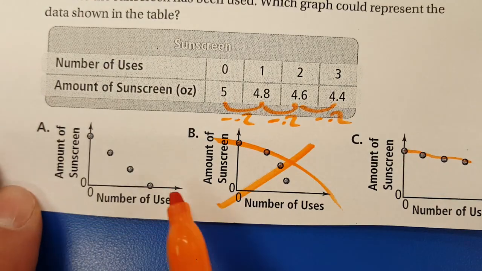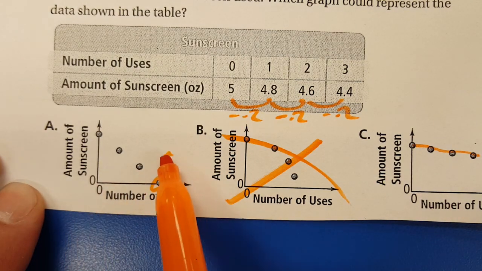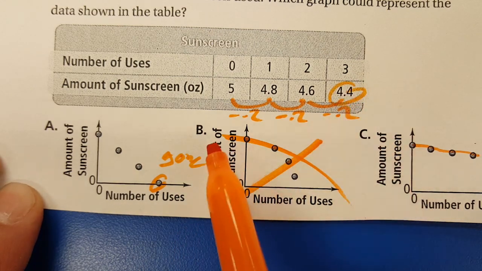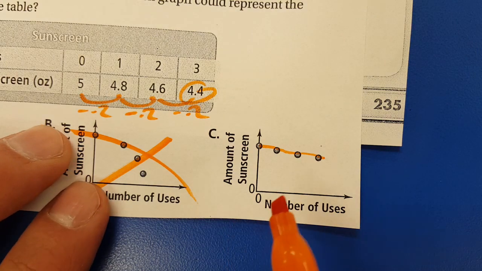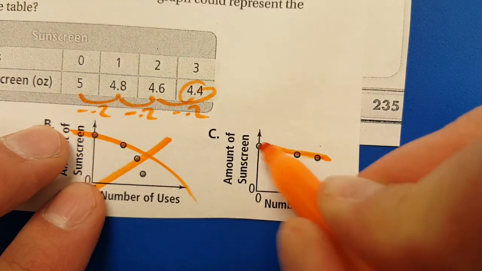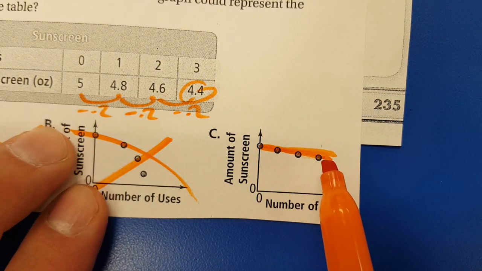But this one goes all the way down to 0. You notice right here, all the way down to the bottom, that's gone. It is empty, and obviously we have some left. So no, you're wrong. Letter C. Even though it doesn't look like a perfect straight line, and it could have to do with my sketching, I think that's the best option, friends. You still got a whole bunch left.